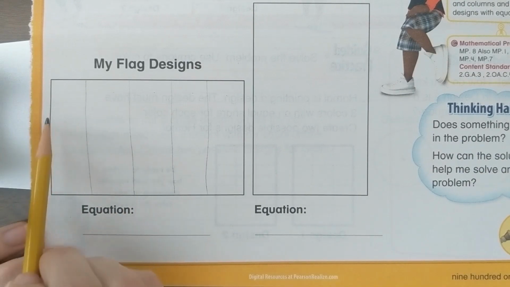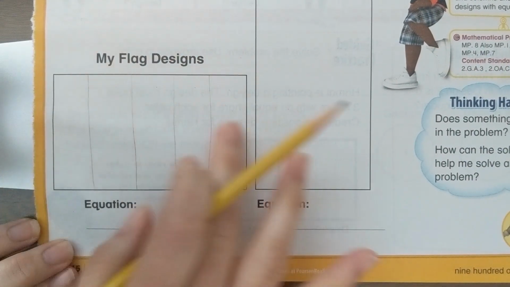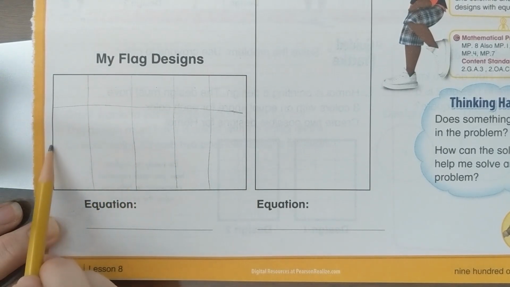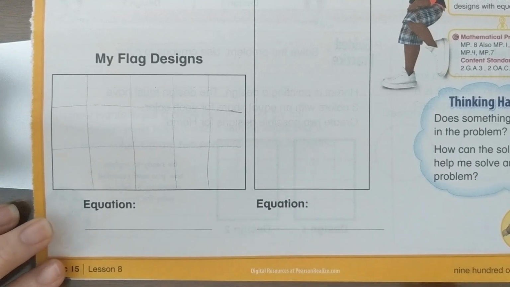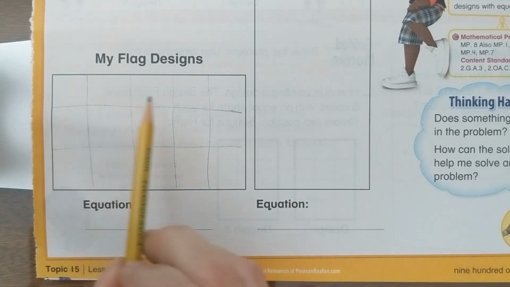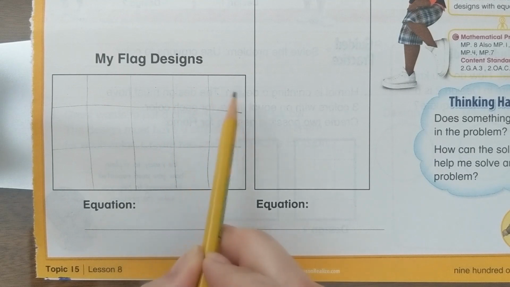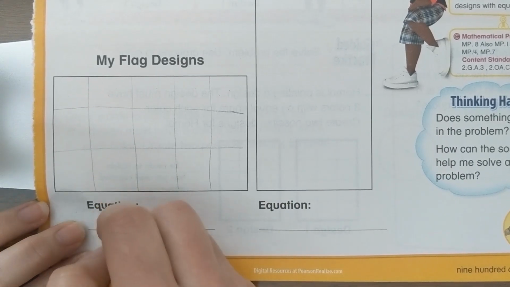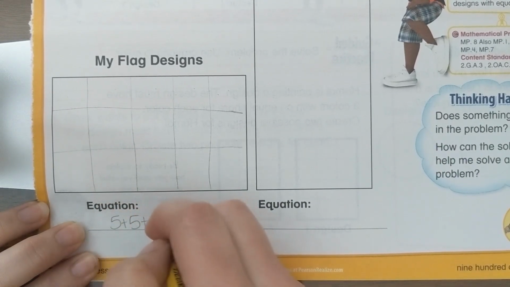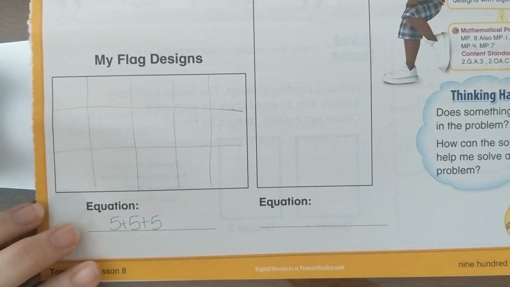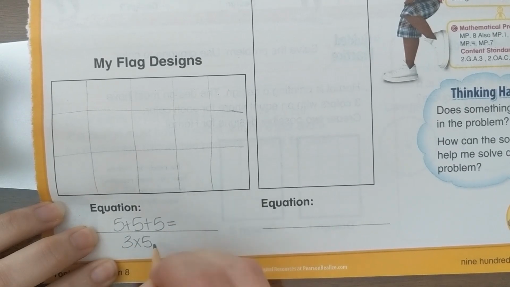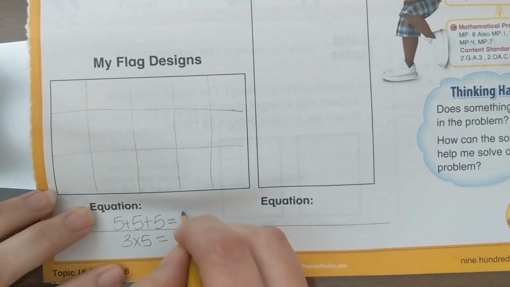And now I need to create 3 rows side to side, so I'm going to draw 2 lines. 1, 2. Okay, that has now created 5 boxes 3 times. All right, let's write that equation. 5 plus 5 plus 5. Or we know we can do it as a multiplication, 3 times 5. And it equals 15.